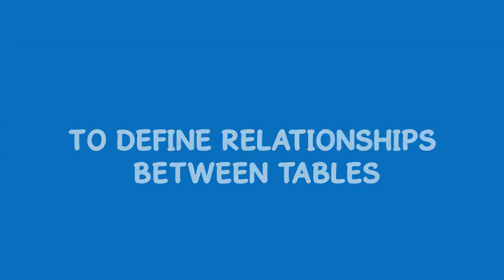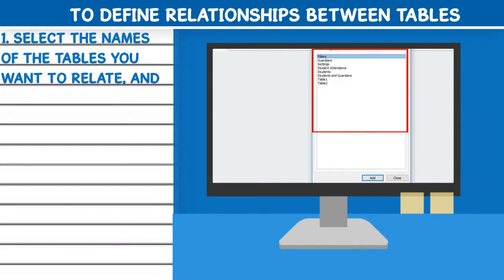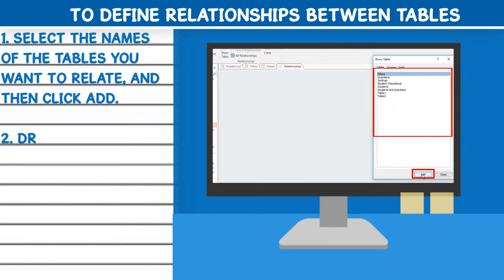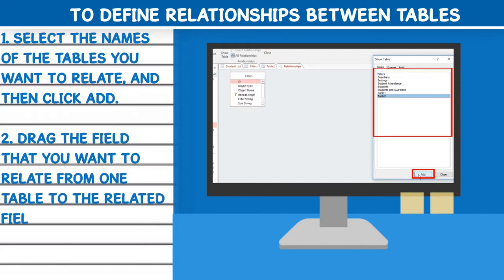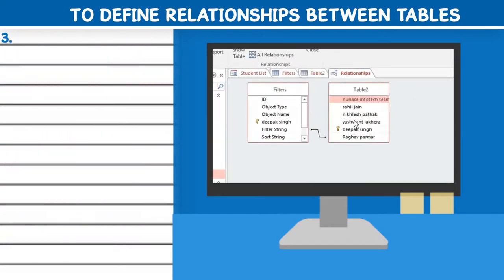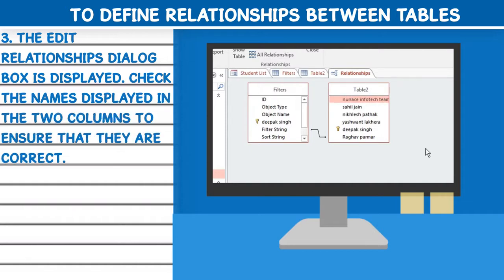To define relationships between tables: 1. Select the names of the tables you want to relate, and then click Add. 2. Drag the field that you want to relate from one table to the related field in the other table. 3. The Edit Relationships dialog box is displayed. Check the names displayed in the two columns to ensure that they are correct.